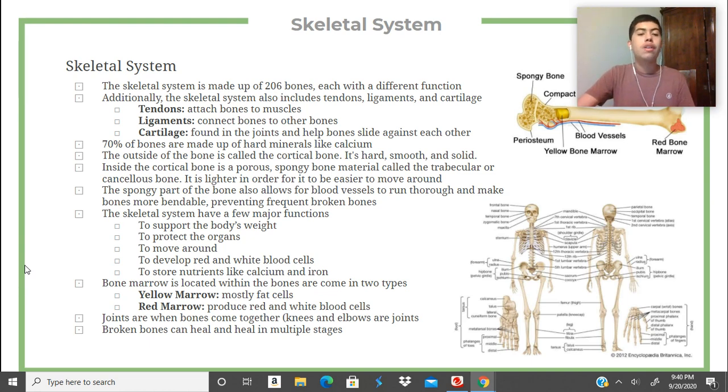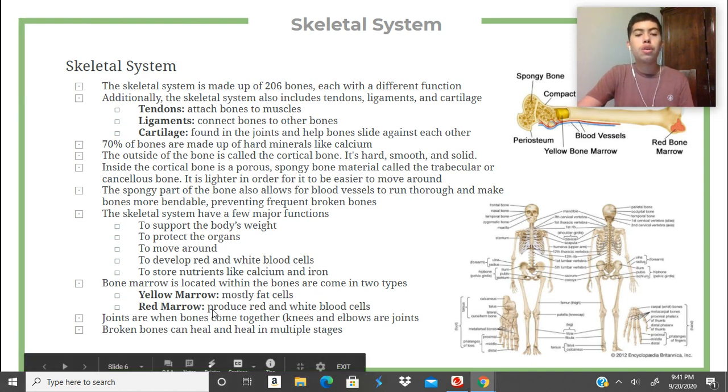And then the skeletal system has a few major functions, and this includes to support the body's weight, to protect organs. So think of how you have a skull, and the skull protects your brain, or you have your rib cage that protects your lungs and your heart. And then to move around. So bones help us move around, and then the skeletal system also helps develop red and white blood cells. We'll talk about that in a little bit. And then to store nutrients such as calcium and iron. So of course, calcium is stored within the bones. So bones serve as a good storage for these minerals or nutrients.